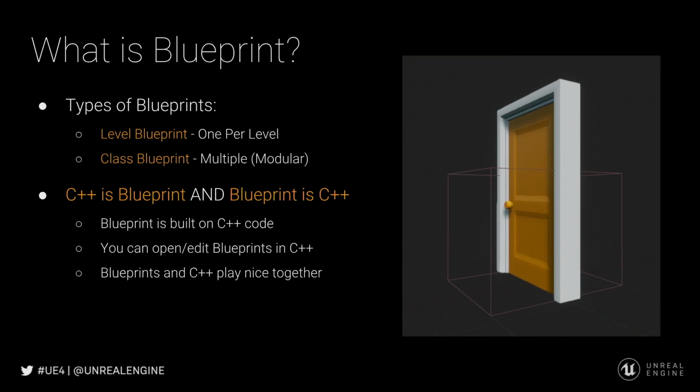So you can create C++ classes with some functionality and expose certain parameters to Blueprint so that your non-programmer types can access it and modify the parameters that you've defined. They'll be able to do this without having to touch any code. They can do it directly inside of Blueprint.